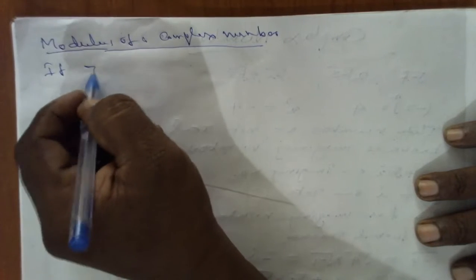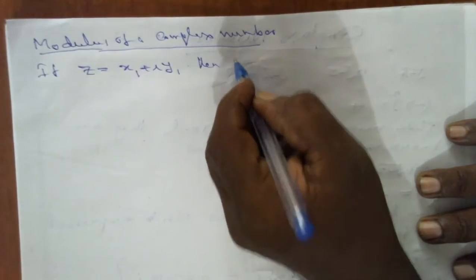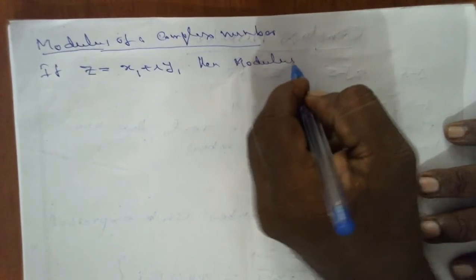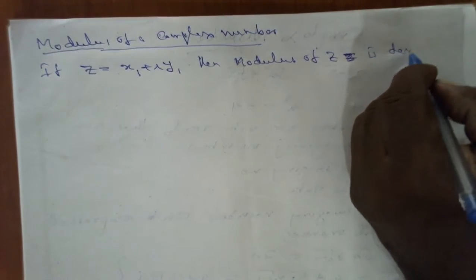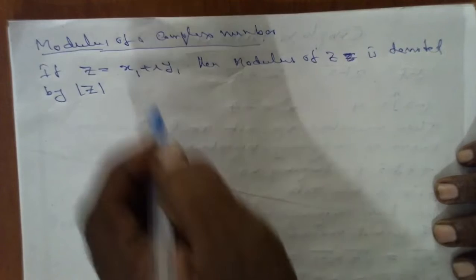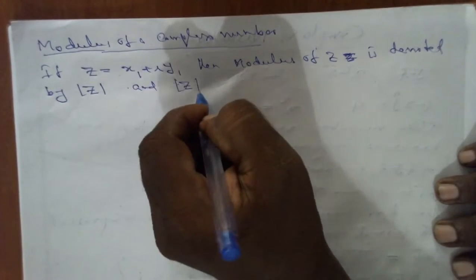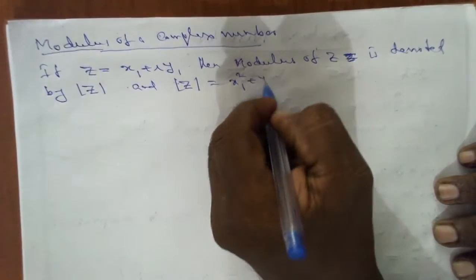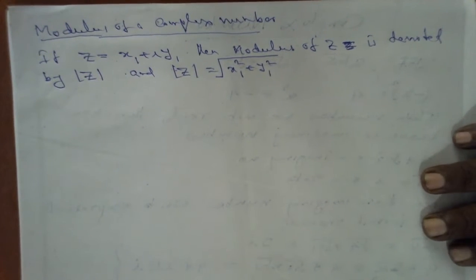We take the modulus of a complex number. So if z equals x1 plus iy1, then the modulus is denoted like this, and this equals the square root of x1 squared plus y1 squared. Okay? x1 squared plus y1 squared.